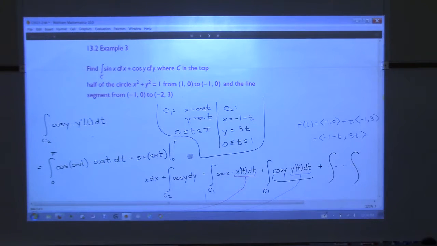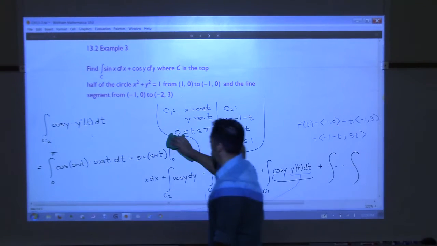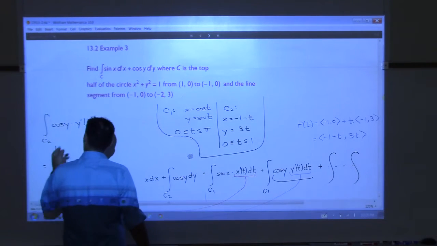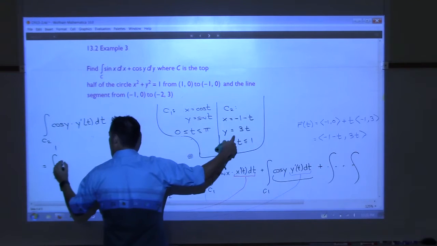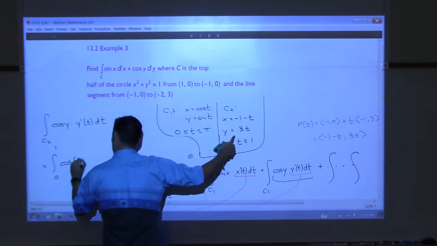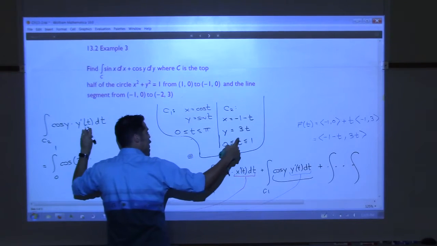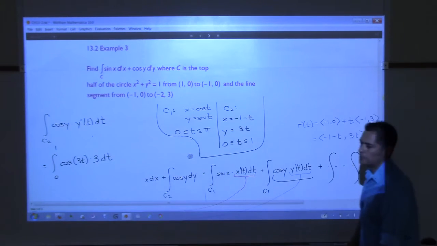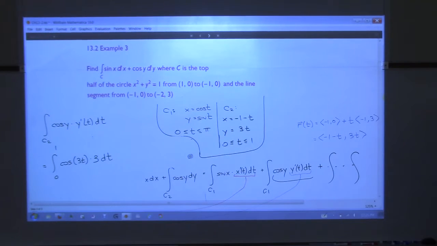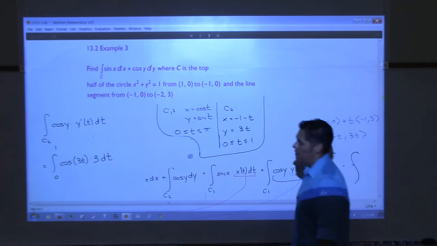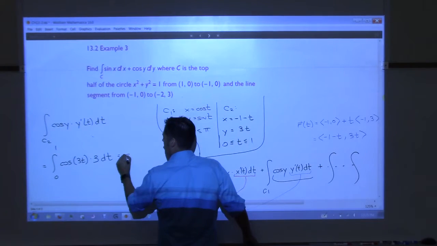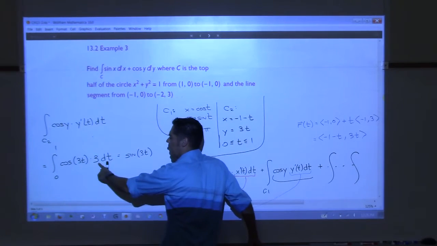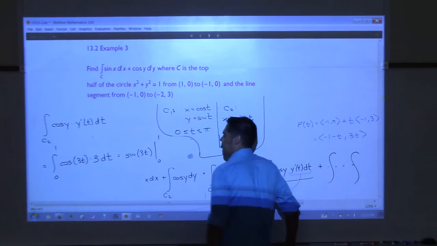So what is our integral going from? 0 to 1. Cosine of y, which is actually cosine of 3t, times the derivative of y with respect to t, which is 3, and then dt. Antiderivative of that? Sine 3t. 1/3. Yeah, but the 3's here, so it's okay, right? And then we go 0 to 1.